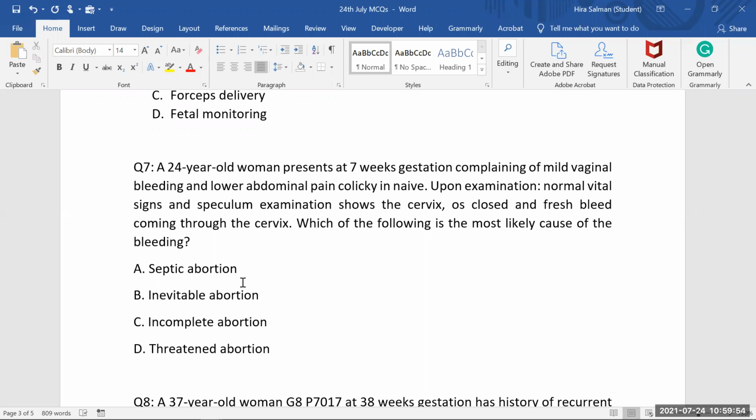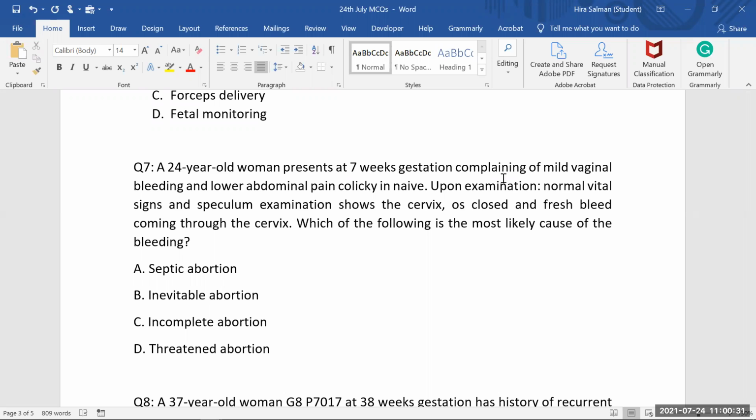Inevitable abortion, of course, in inevitable abortion, what will happen? Sometimes the os is closed here also, but in inevitable abortion, the fetal heart rate will not be there. So that's why I'm saying this is an incomplete record, because fetal heart rate should be mentioned. If fetal heart rate is present, think about threatened miscarriage. If fetal heart rate is not there, of course, it's inevitable abortion, because soon the os is going to be opened, naturally the patient can expel, and if the patient is not able to expel within 4 weeks, we can induce the abortion.